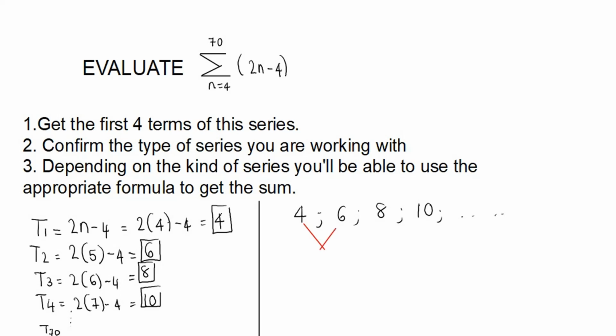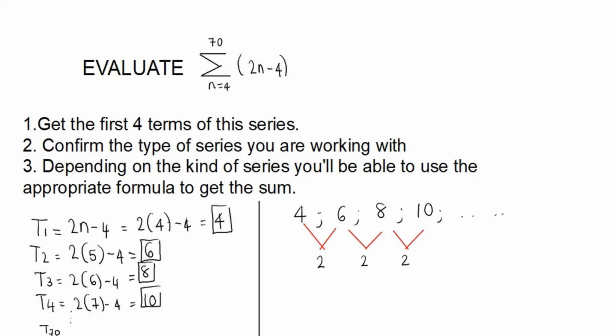Why am I saying that it's an arithmetic series? Because we can see that we have a first common difference of 2, right? So 6 minus 4 is 2. 8 minus 6 is 2. And 10 minus 8 is 2, right? So we've got an arithmetic series.